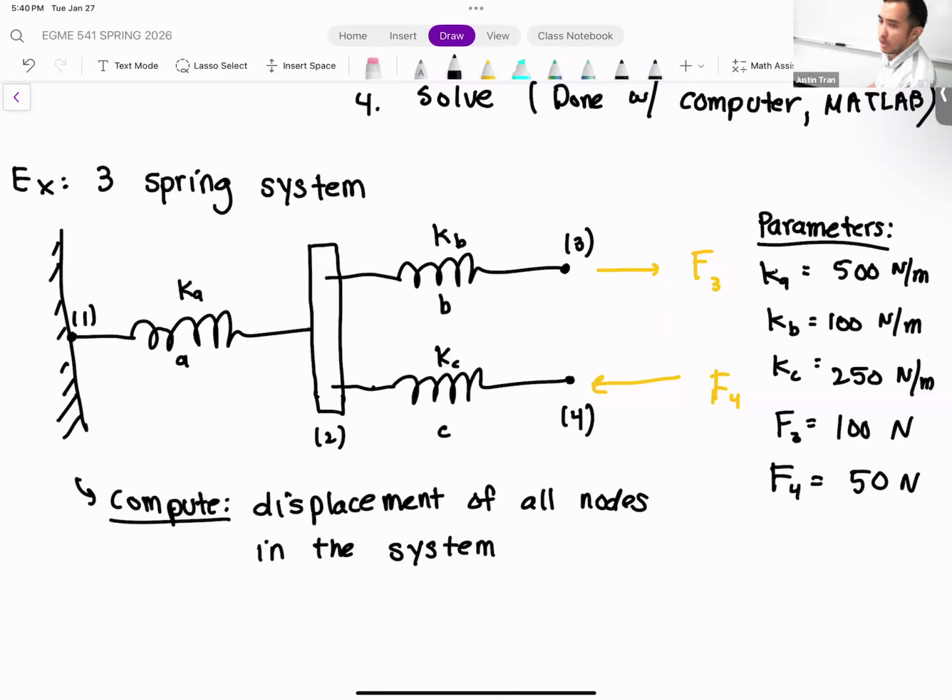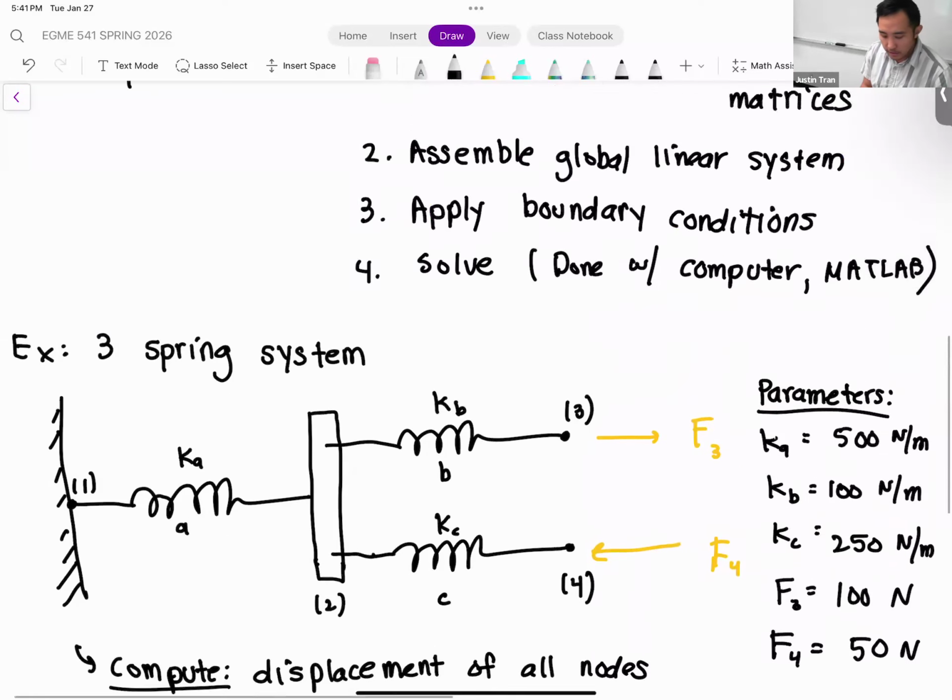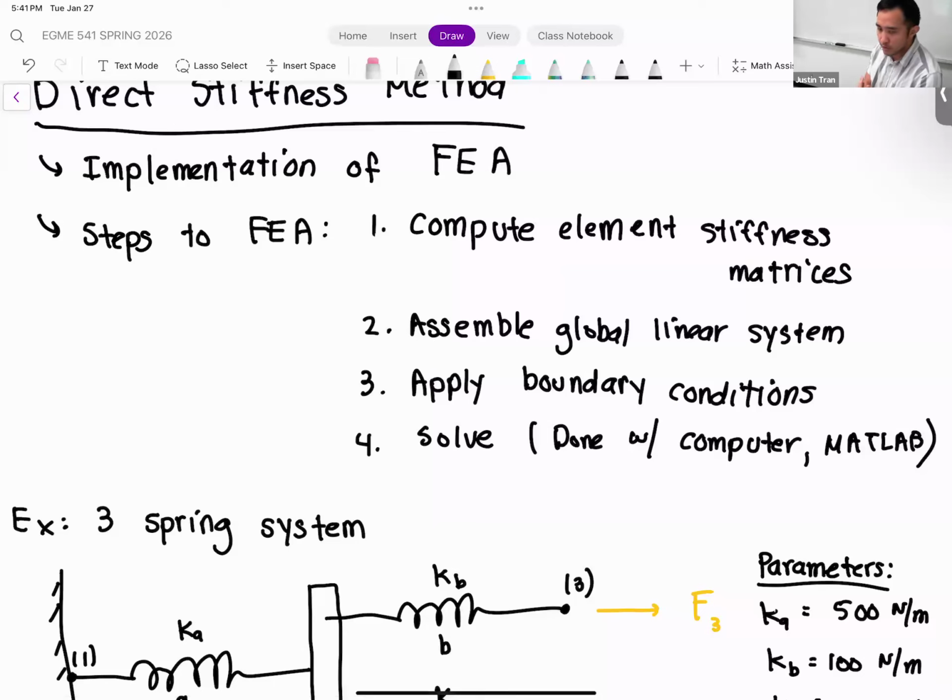A lot going on in this problem, especially compared to our last example. So are there any questions on just the setup for this example? Okay, all right, so let's go ahead and start solving it. In order to solve this problem, we need to apply our finite element method, and so basically this 4-step process here we're going to apply to this problem.